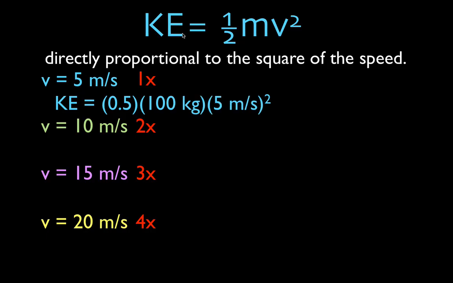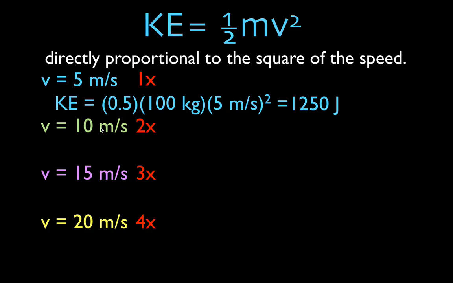So we said KE is 1/2 mv squared. That means the KE in this case is 1/2, 0.5, same thing as 1/2, right? Times 100 kilograms times 5 squared, which of course is 25. So 25 times 100 is 2,500, and half of that is 1,250. So an object that has a mass of 100 kilograms and is going 5 meters per second will have 1,250 joules of kinetic energy.